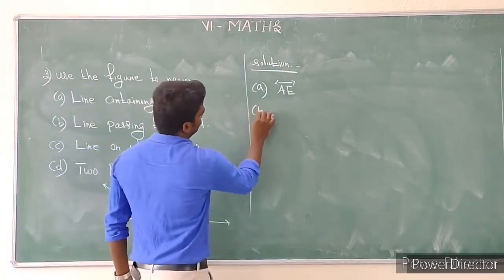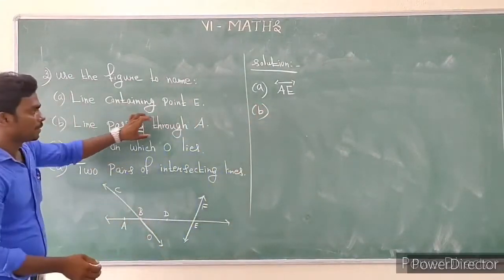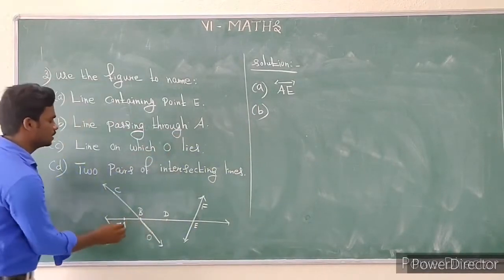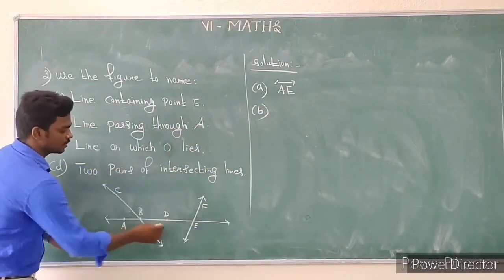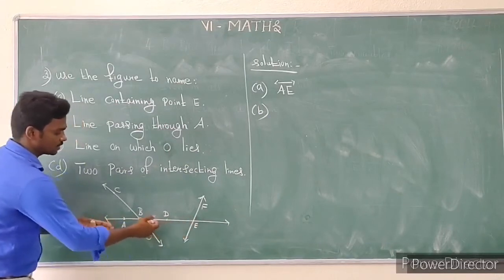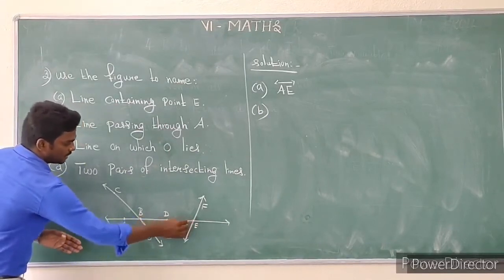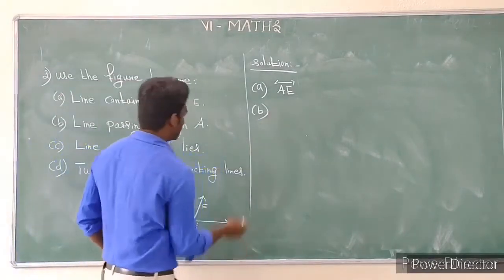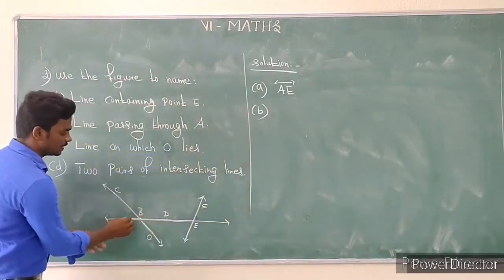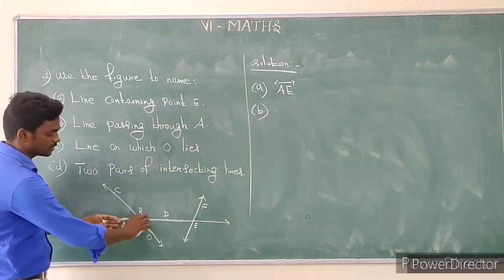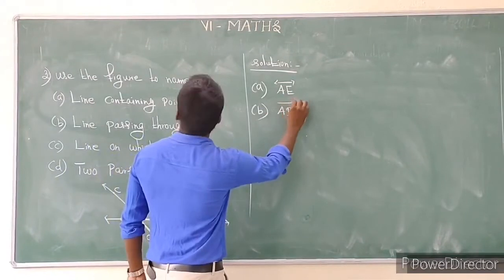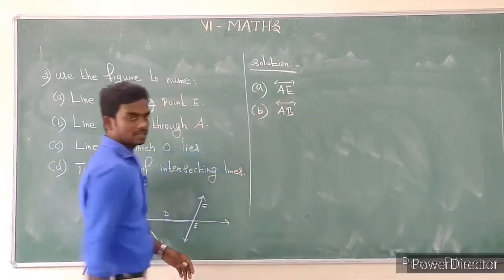What is B? One line passing through A. Passing through A means what? Where is the point A? So which line is passing through A? This line AE is passing through the point A. So we can write AB also. AB is a line which is passing through the point A. We can write any one line, right?